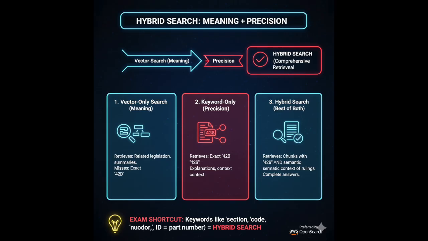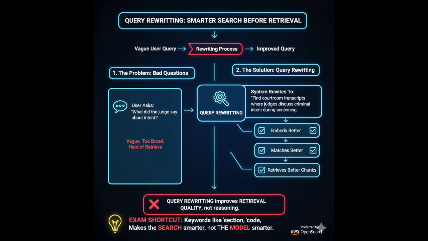This is why AWS strongly prefers OpenSearch hybrid queries. And here's an exam shortcut. If you see words like section, code, policy number, ID, SKU, part number, the answer is almost always hybrid search. But hybrid search alone is not enough because users ask bad questions.